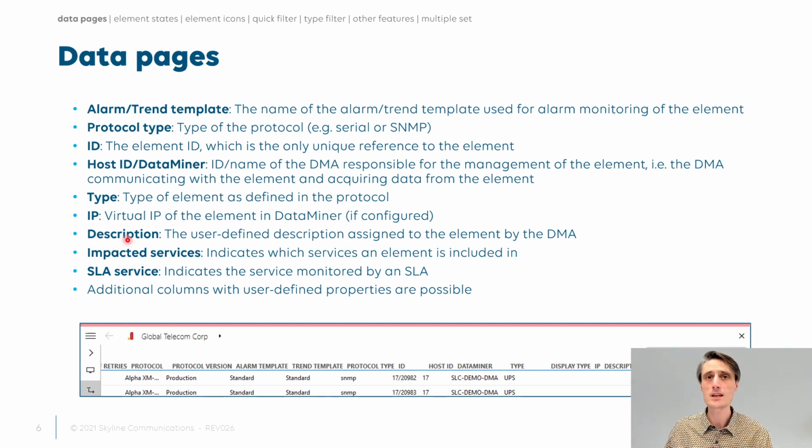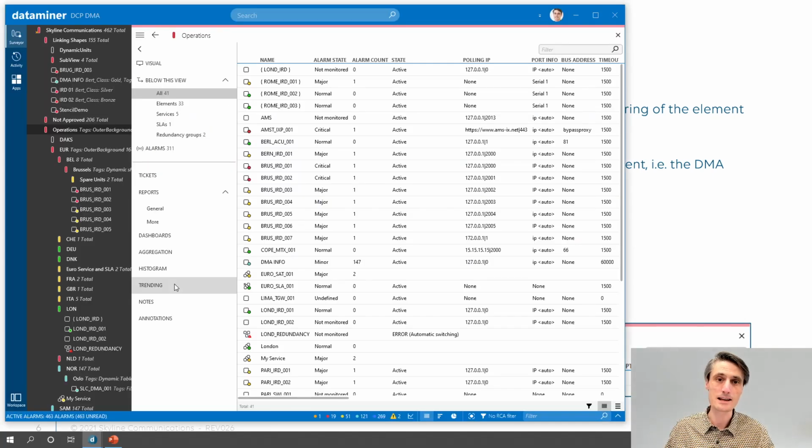A description we can add to an element, and we also have the impacted services, so in which services this element is included, and it is potentially also attached to a certain SLA or service level agreement. And if you have additional user definable properties like a gold, silver, bronze, that will also be indicated with additional columns that will be added in there. Let's take a look at that.